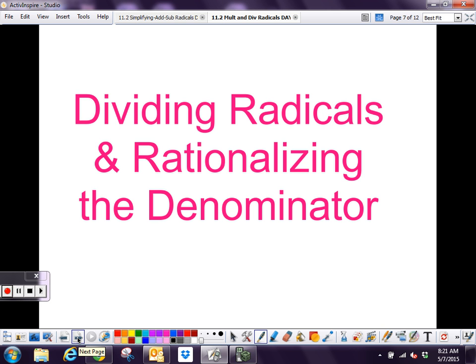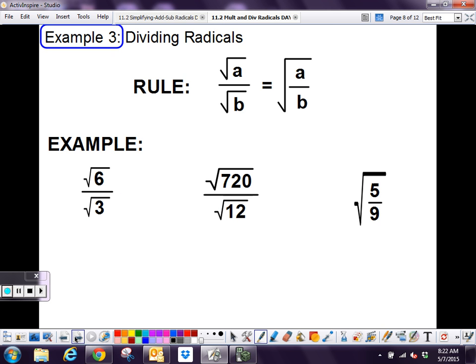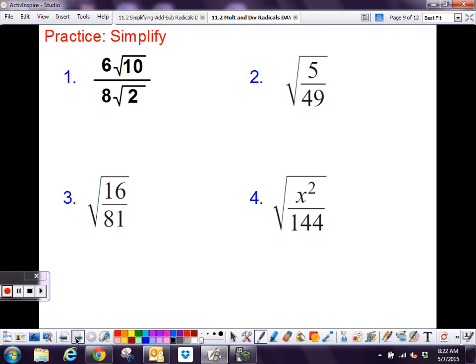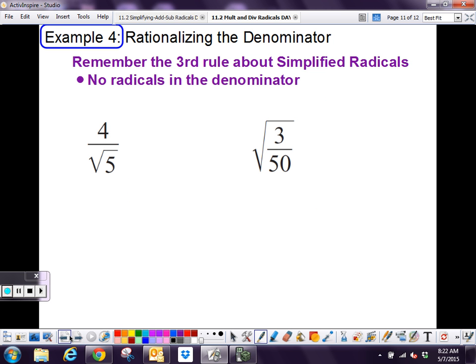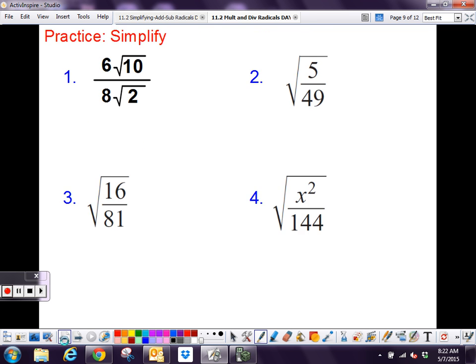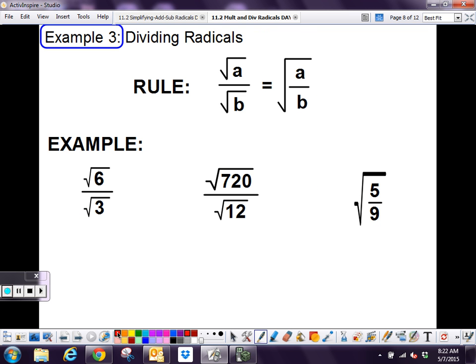Okay, now we're going to talk about dividing radicals. And we are going to run into a little bit of a roadblock here. I'm going to go ahead and go to a slide down here that says there's a rule about simplifying radicals. You cannot have radicals in the denominator. If there are radicals in the denominator, we are going to have to, it's called rationalize it. Okay, so we'll talk about that here in a little while, but I wanted to go ahead and throw that in now.